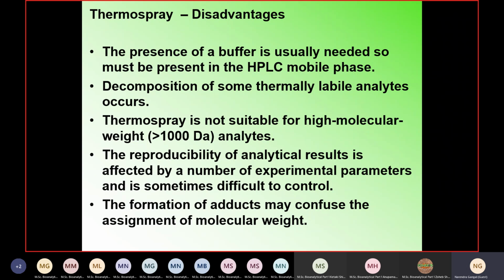So for low molecular weight mass spectrometry, if I have low molecular weight ions or species, then I can study them using thermospray. But higher molecular weight materials, like all biomolecules, cannot be studied by thermospray. Then the reproducibility of analyte results is affected by a number of experimental parameters, so sometimes they are difficult to control. The formation of adducts may also happen, because some solvent molecules may form an adduct with the ions. That may confuse the assignments.